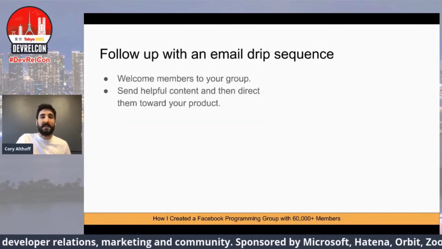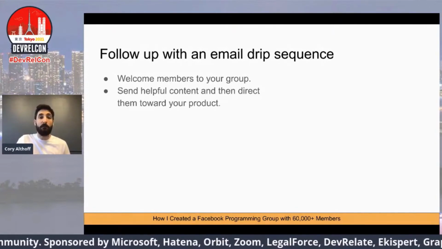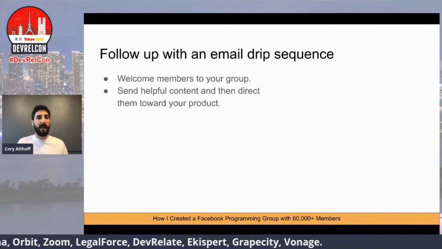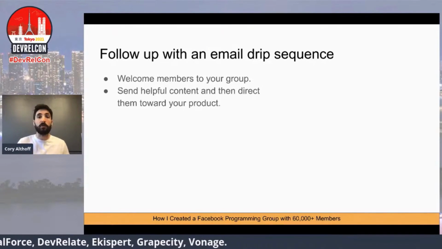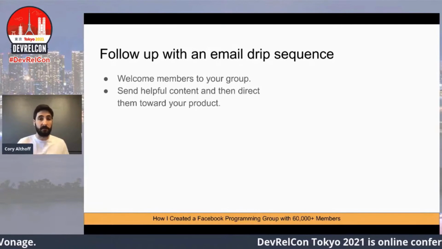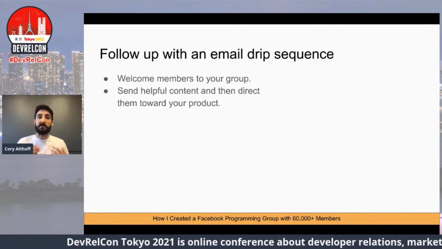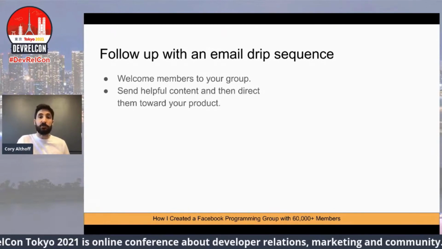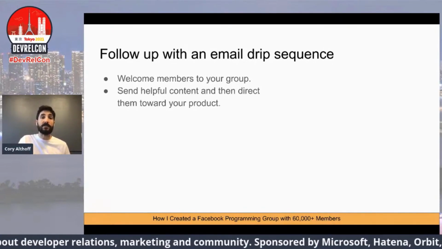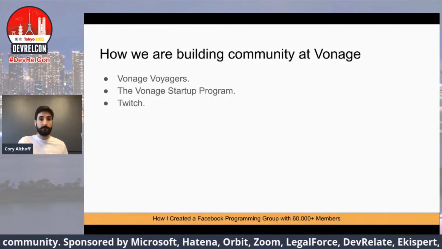You can follow up with an email drip sequence. So you can first welcome new members to your group and then send helpful content and direct them toward your product. And so it gives you another channel of reaching people, which is super powerful. So imagine having a Facebook group and collecting hundreds or thousands of emails a month, and then being able to send a drip sequence out to those people, introducing them to you, introducing them to your company, and then eventually introducing them to your product. It's super powerful, and it's a great way to build your email list, as well as to create an amazing, engaged community that is familiar with your products.